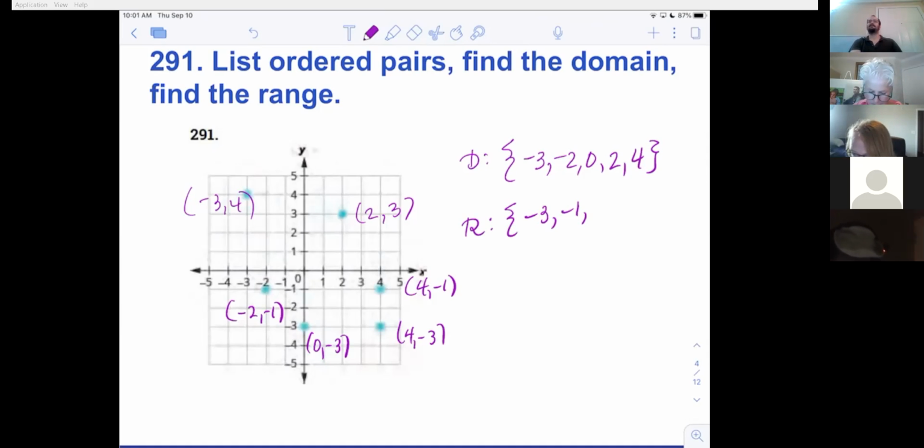Where's the 2? Did I miss it somewhere? Is there a 2? Nope, that's okay. Sometimes I'm like, okay, where's the 2? Okay, so -3, -1, and then 4 and 3, right? Yeah, 3. That was where I messed up. Okay, so for the domain, it's the X values. For the range, it's Y values. Then question, is this a function?